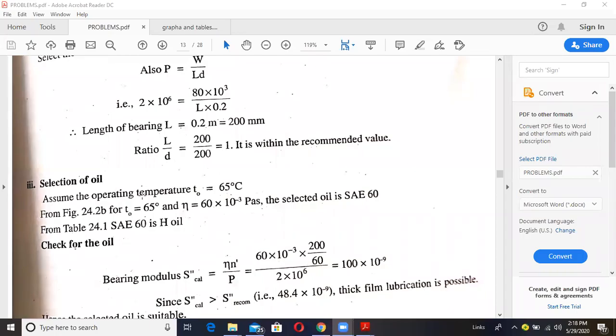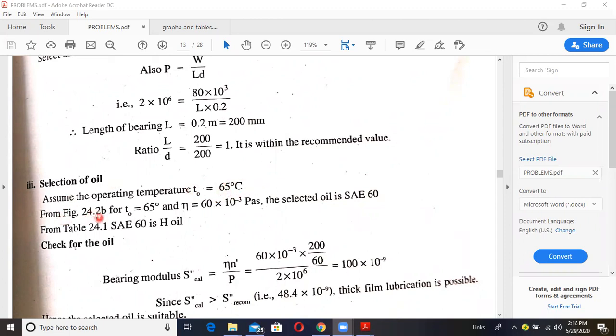We'll continue the problem. Next step is selection of the oil. Third step, which type of oil we are going to calculate. For that, we are assuming operating temperature, since it is not given in the question. So we are going to assume the operating temperature T0 is equal to 65 degree Celsius.